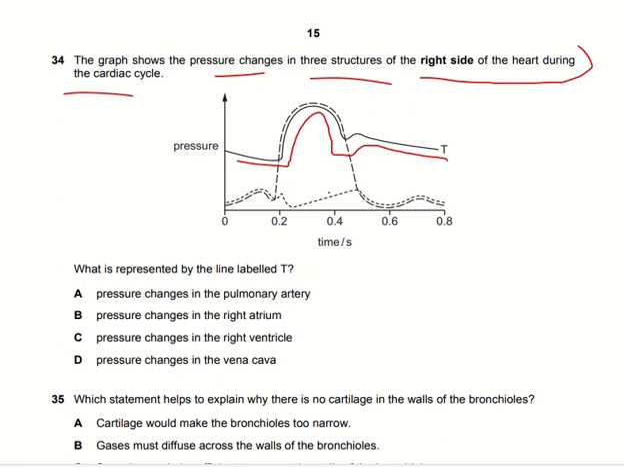As for the pressure changes in the right atrium, the pressure is always higher, and when all the blood is removed from it, the pressure suddenly drops and becomes 0, right? So this line only shows the pulmonary artery. It cannot be the right atrium, ventricle, or the vena cava. So option A here is the right answer.